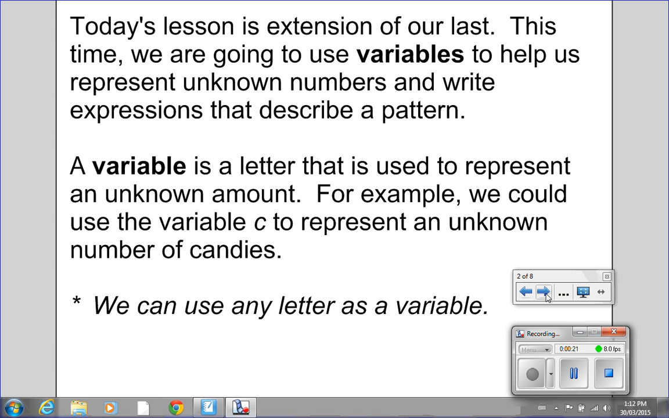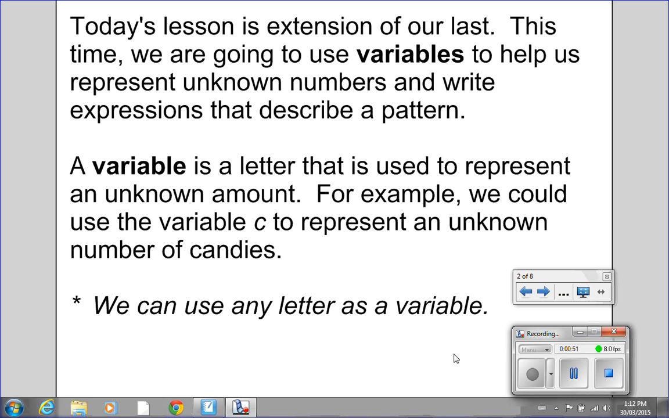This time, we are going to use variables to help us represent unknown numbers and write expressions that describe a pattern. A variable is a letter that is used to represent an unknown amount. For example, we could use the variable C to represent an unknown number of candies. And please note that we can use any letter as a variable.